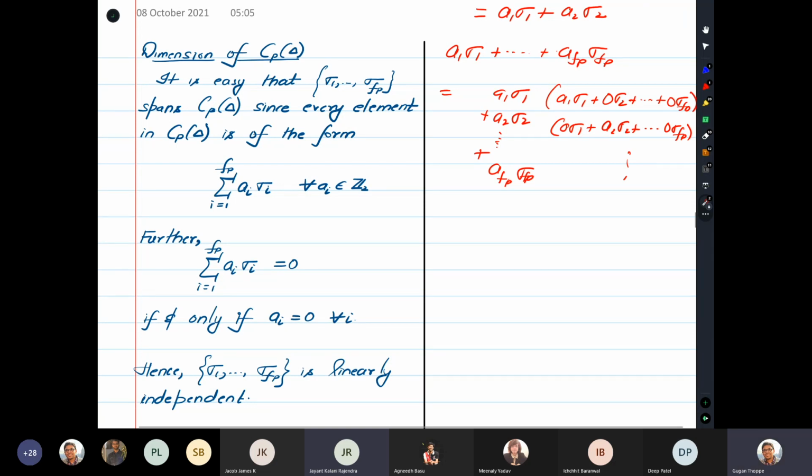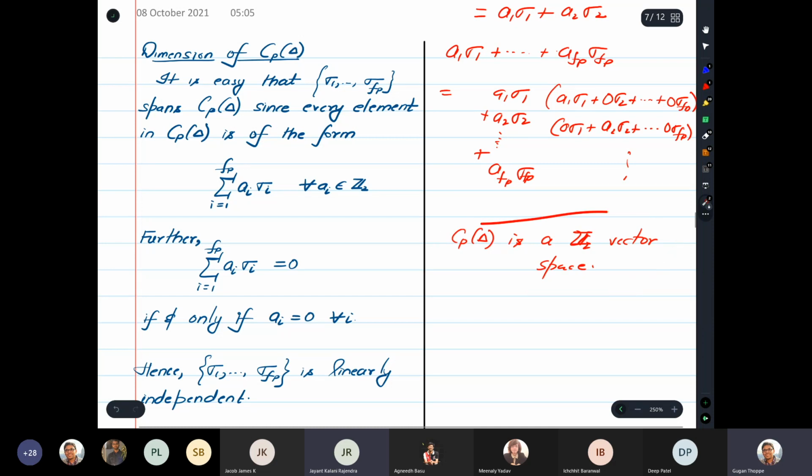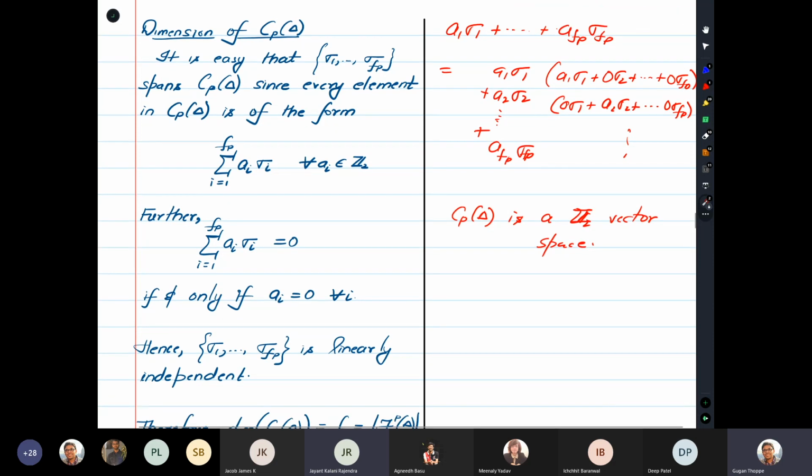Okay, so now what we have done so far is we have managed to show that this CP delta is indeed a vector space, a Z2 vector space. So one can ask, what is its dimension? That is an immediate question that one can ask. And can we come up with a basis for this vector space? That is what we are going to do now. So the question is, what is the dimension of this vector space?